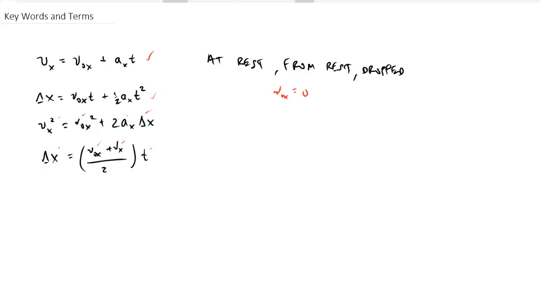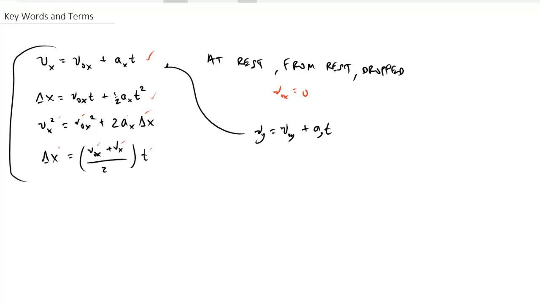Or, we can actually redo all of these equations. All of these equations can be written in the y direction as well. This is for any one-dimensional motion with constant acceleration. So I could have just as easily said vy is equal to v naught y plus ayt, and we could have replaced all of these x subscripts in these kinematic equations with y subscripts as well.